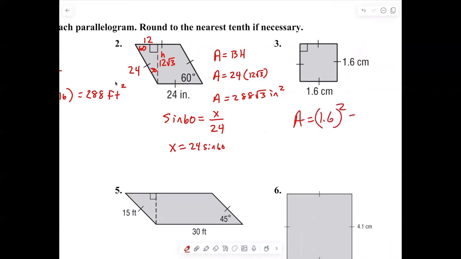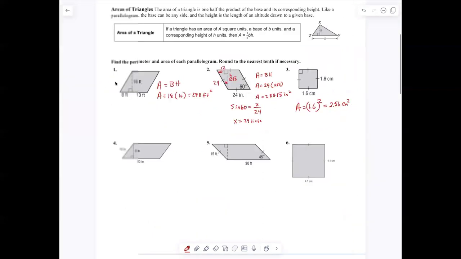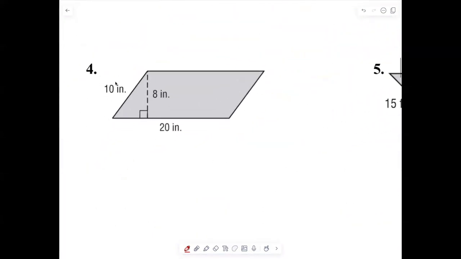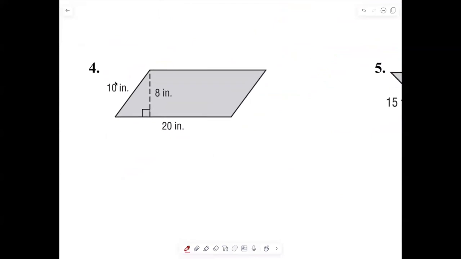1.6 squared, correct? Which you should come up with and say 2.56 centimeters squared. All right, anybody have any questions with that? All right, now let's come over here. I mean, it's just really that simple.